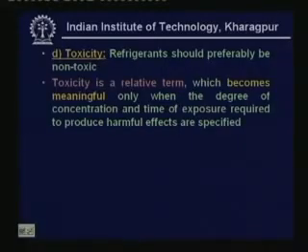So toxicity, as I said, is a relative term which becomes meaningful only when the degree of concentration and time of exposure required to produce harmful effects are specified.